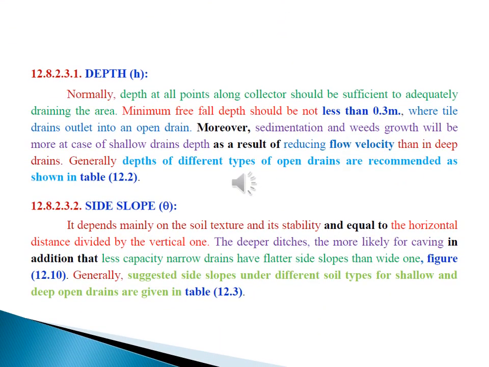Depth. Normally, the depth at all points along a collector should be sufficient to adequately drain the area. A minimum free-fall depth should be not less than 0.3 meter where tile drains outlet into an open drain. Moreover, side slope depends mainly on the soil texture and its stability and is equal to the horizontal distance divided by the vertical one, as shown in the enclosed figure and table.